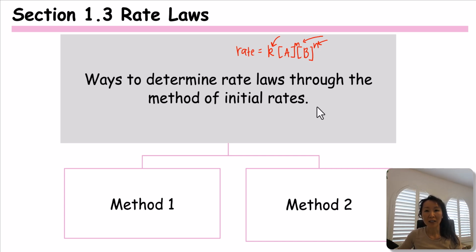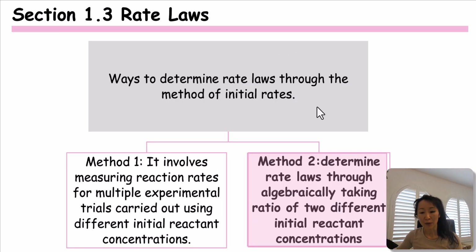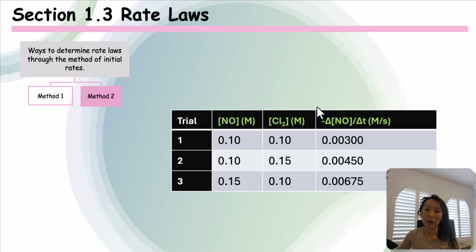We covered method 1 in the first video, and here we're going to target method 2. Method 2 requires a little bit of algebra and putting ratios between two different rates and two different ratios of reactant concentrations. Let's take an example. If you look at this table, you'll see various trials with different concentrations of NO and chlorine.